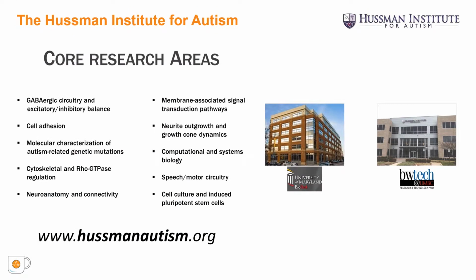The Hussman Institute is a new institute in Baltimore, Maryland. We're focused solely on enhancing the lives of individuals with autism, and to do this, we have both clinical and basic research facilities. On the basic research side, we focus on core research areas in neuroscience related to things like GABAergic circuitry, excitatory-inhibitory balance, cell adhesion, neuroanatomy, cell culture and induced pluripotent stem cells, amongst others. We recommend that you check out our website for more information.